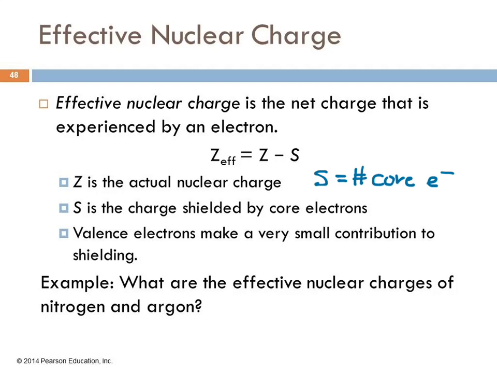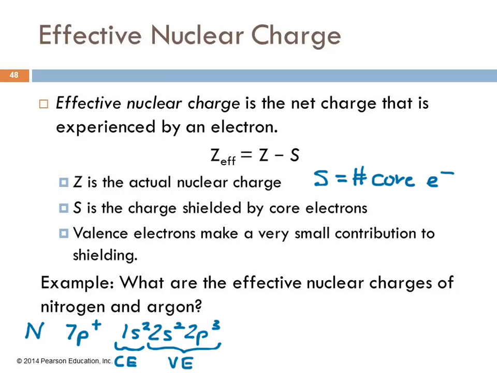So then the example asks, what are the effective nuclear charges of nitrogen and argon? Well, how many protons does nitrogen have? 7 protons. So it's got 7 protons, and if we look at the electron configuration, it's 1s2, 2s2, 2p3, right? So these are the valence electrons, and these are the core electrons, so valence electrons and core electrons.